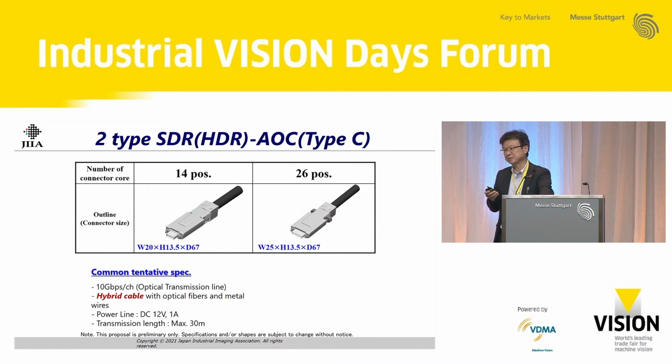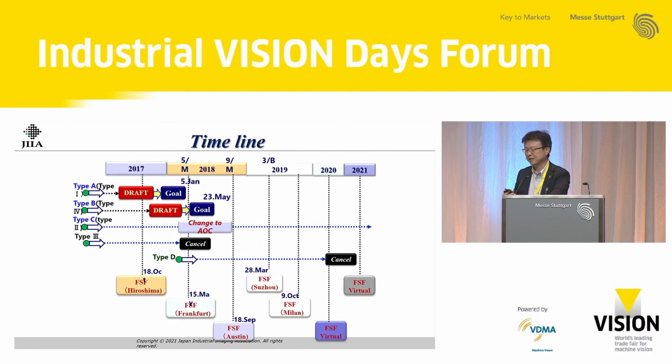Common tentative specification: 10 gigabits per second per channel transmission lane, hybrid cable with optical fiber and metal wires. Power line, DC 12 volt and 1 ampere. Transmission length, max 30 meters. Timeline: type A and type B are up to date, and type C is now changed to AOC.